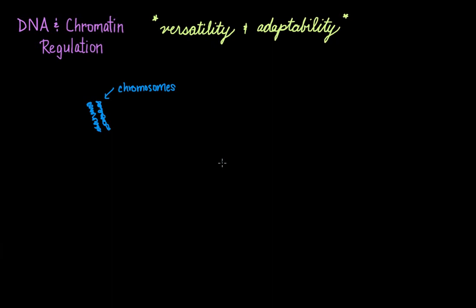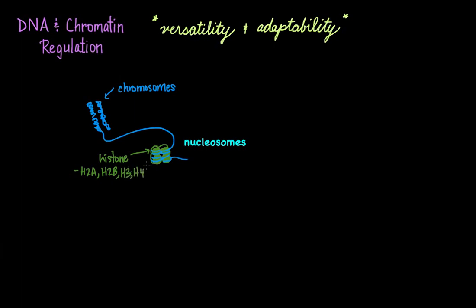And there are repeating units in chromatin called nucleosomes, which are made up of 146 base pairs of double helical DNA that is wrapped around a core of 8 histones. And there are 4 different types of histones within this structure of 8 that you should be aware of. And they're named H2A, H2B, H3, and H4. That's just the nomenclature they've been given.